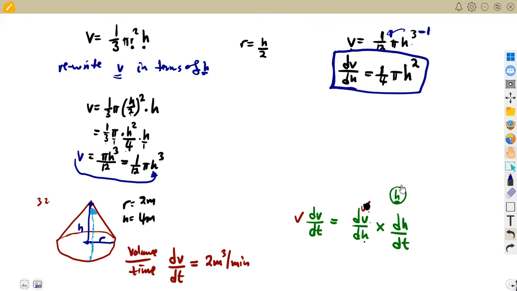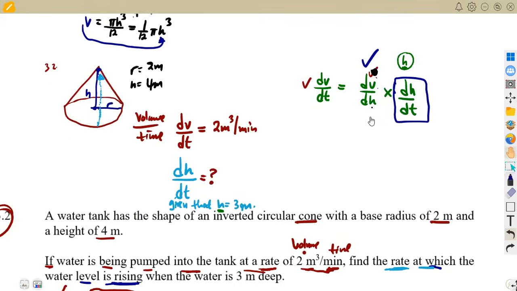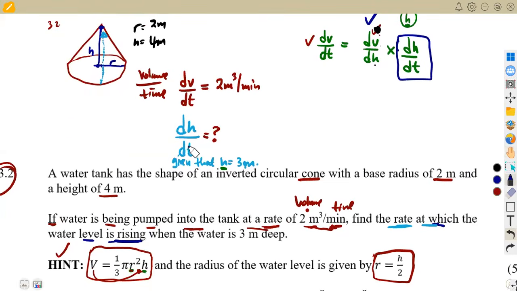So with this expression, what is left is to have dh/dt. What is this dh/dt? This is the one that we are asked to find. Remember, our question is saying we are supposed to find the rate at which the water level is rising, which is your dh/dt. This is the one that you're supposed to calculate. So how are you going to have this? Since we have dV/dt, we can just substitute now because we have everything here.